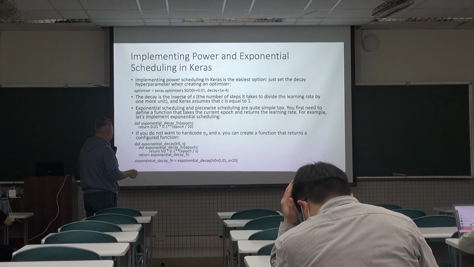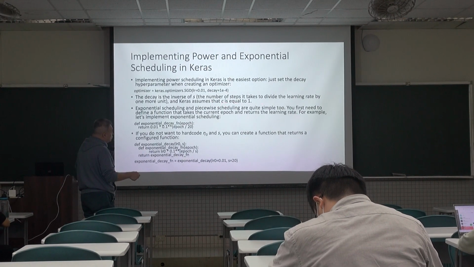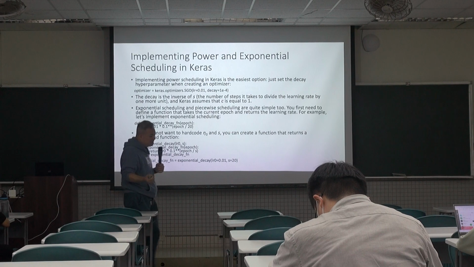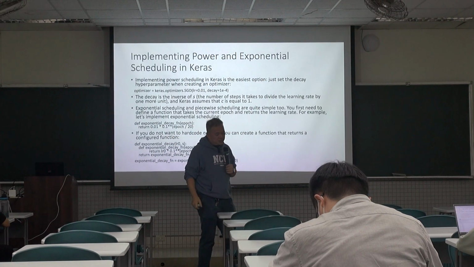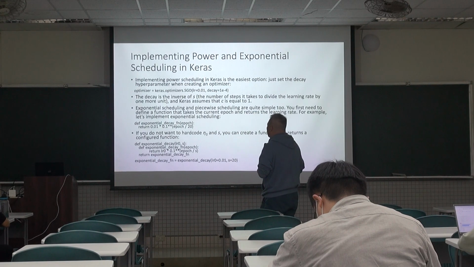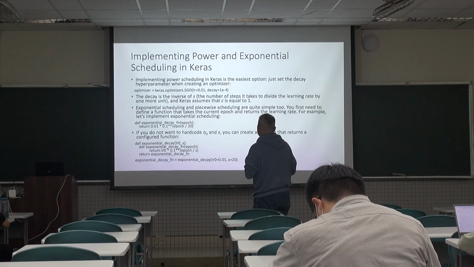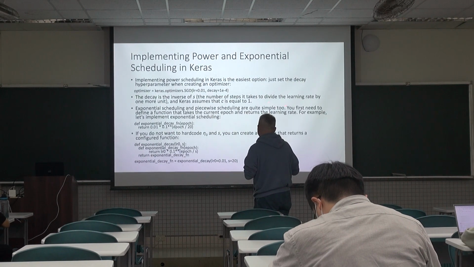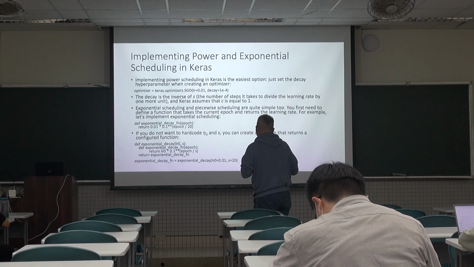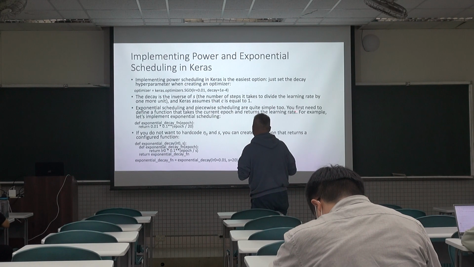Keras assumes that c is equal to 1. As I said, in power scheduling, we normally assume c to be 1. For exponential scheduling and piecewise scheduling, they are quite simple too. But of course we need to first define a function, which takes the current epoch and returns the learning rate.